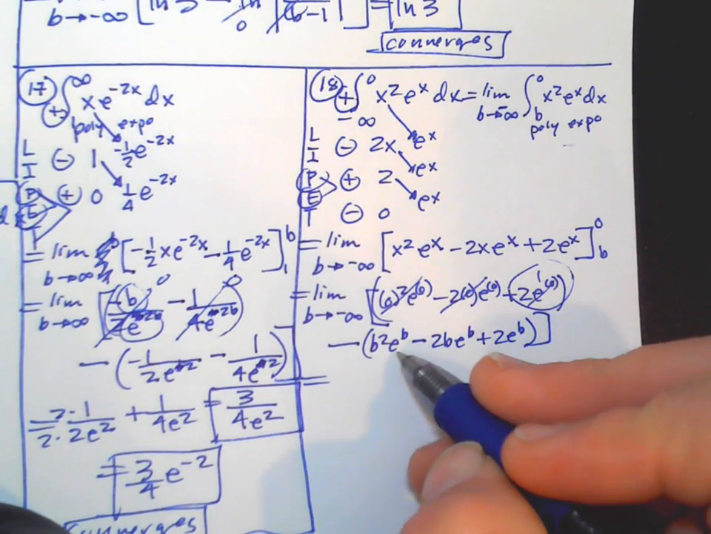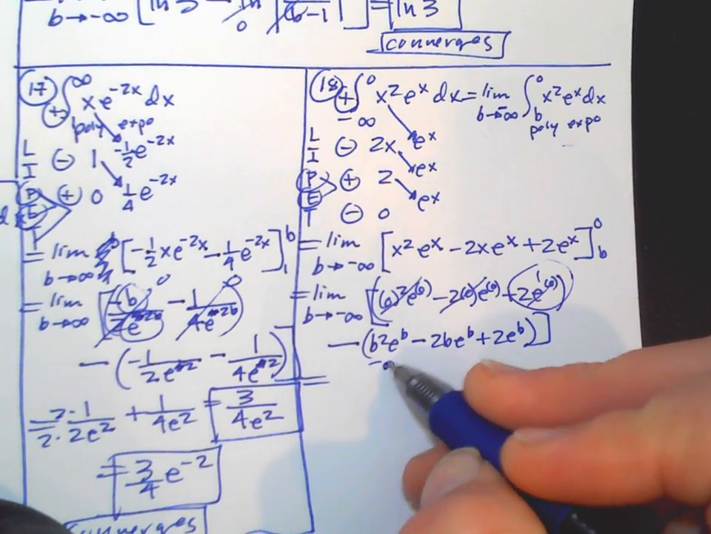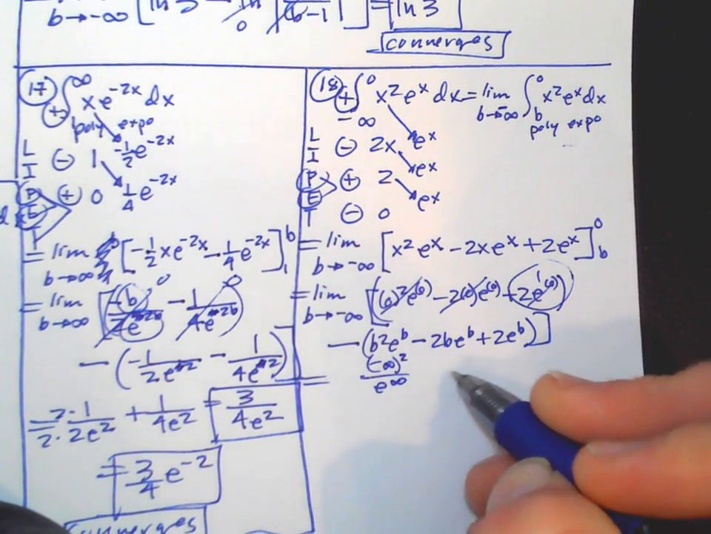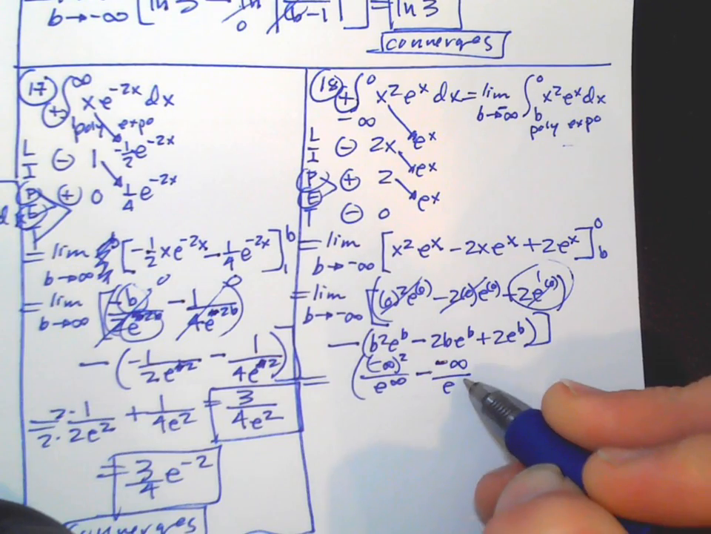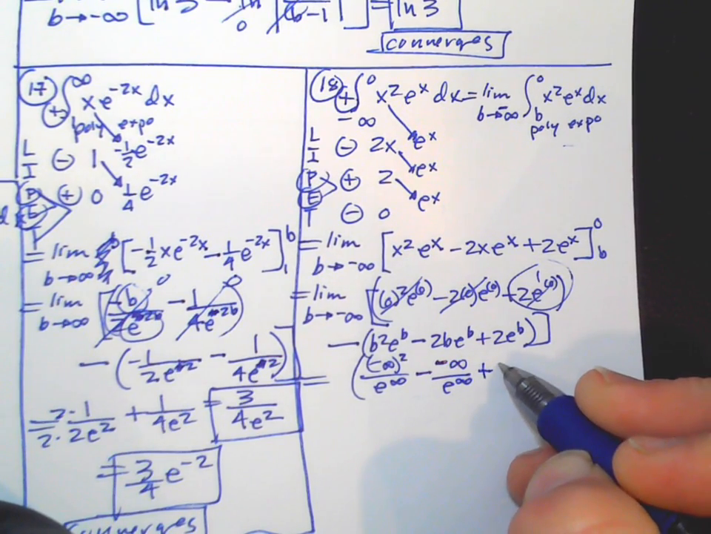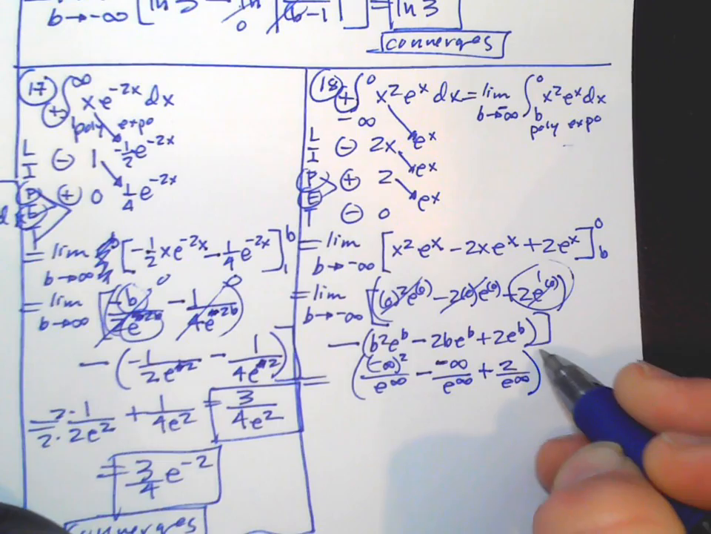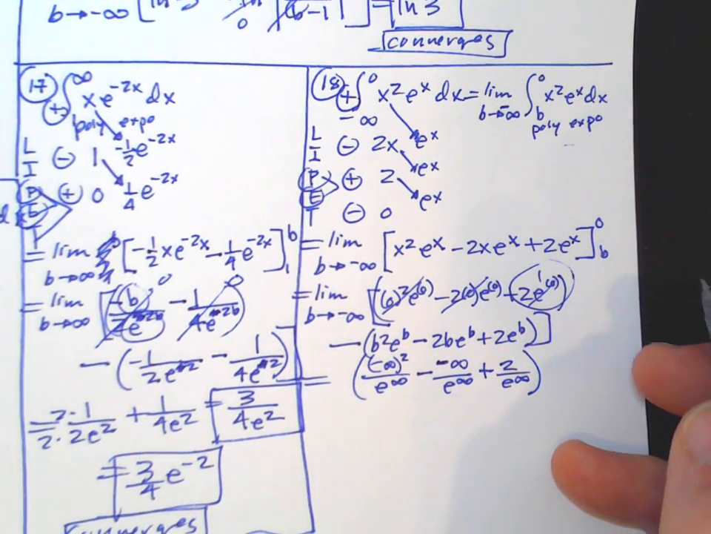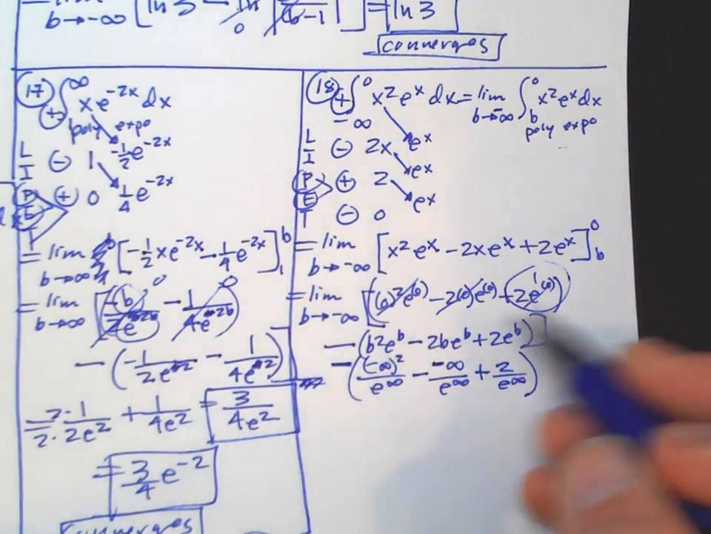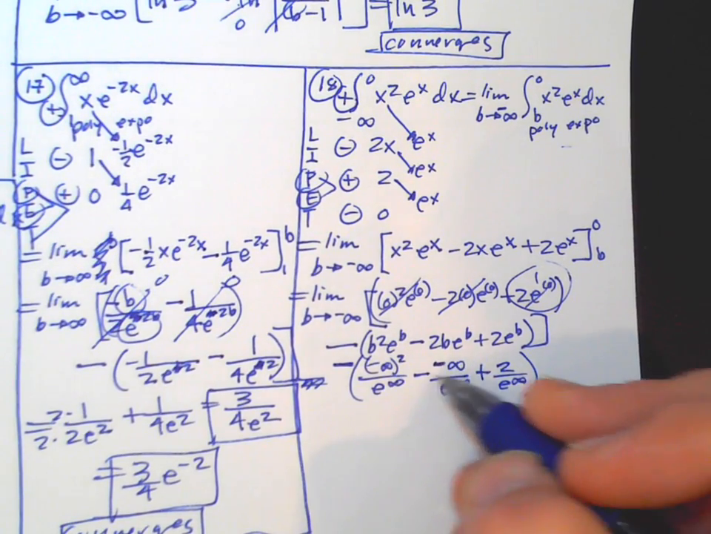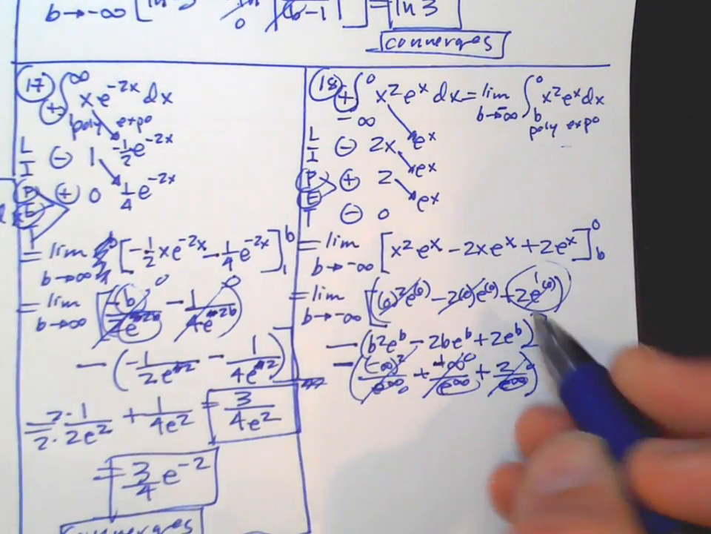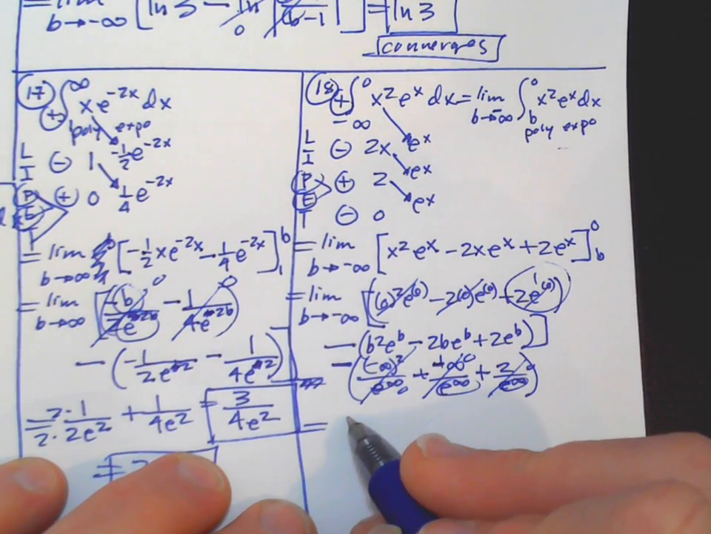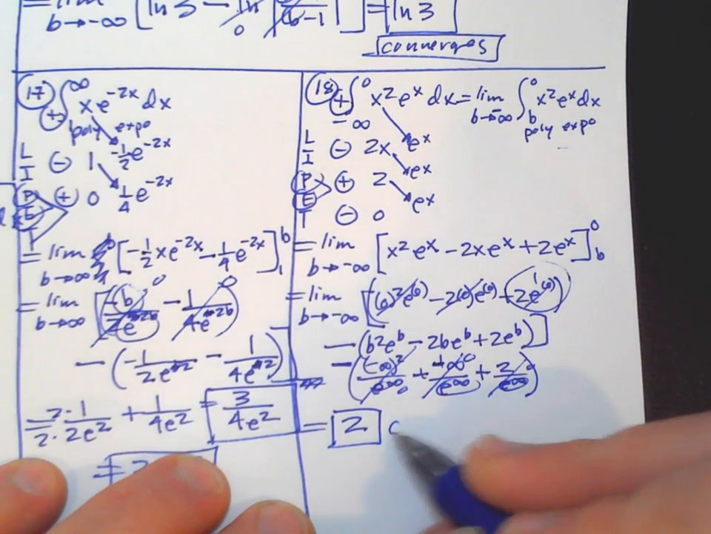When we plug infinity in, it's going to be negative infinity squared over e to the infinity, right? And minus, this is going to be negative infinity on the top over e to the infinity plus 2 over e to the infinity. And that's all getting subtracted. So it's going to be infinity over infinity, but the bottom term is dominant. So these are all going to 0. So your final answer is 2. It converges.